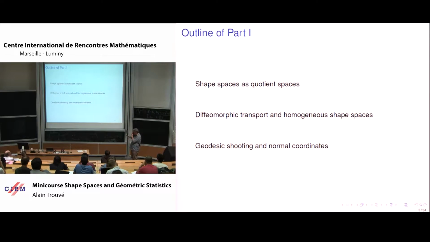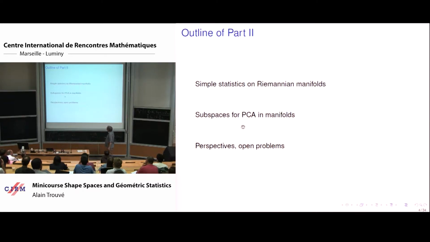part. I will give you some idea about how we deal with geodesic shooting, which is an important ingredient when we want to do statistics on shapes. That will be enough to start the process of doing statistics on shapes. Xavier will start with simple statistics on Riemannian manifolds, because we will build some Riemannian manifolds, and go beyond just computing the mean. For instance, what is the mean of shapes on a shape manifold? Then talking about PCA, and we'll give some new perspective and open problems at the end.